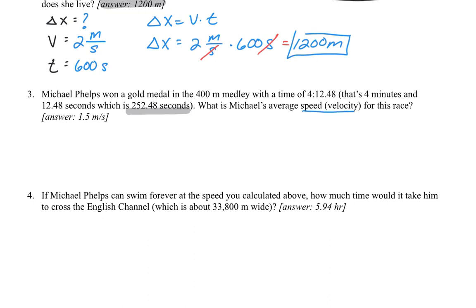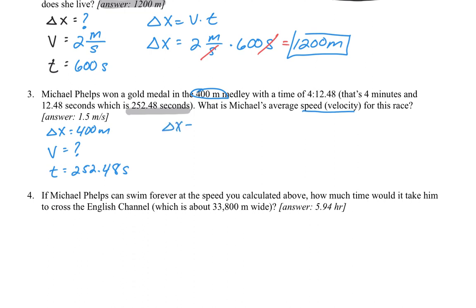So we're going to do this problem the same way. We're going to list out delta x, velocity, and time, and plug in what we know. We know delta x because it's a 400-meter medley, so 400 meters. What velocity is he going? We don't know. That's what we're trying to find. And we do know the time. It took him 252.48 seconds.